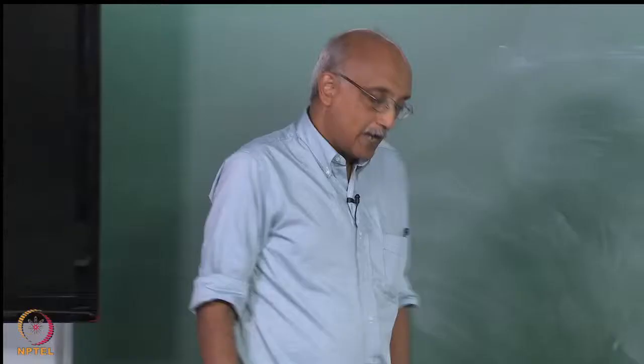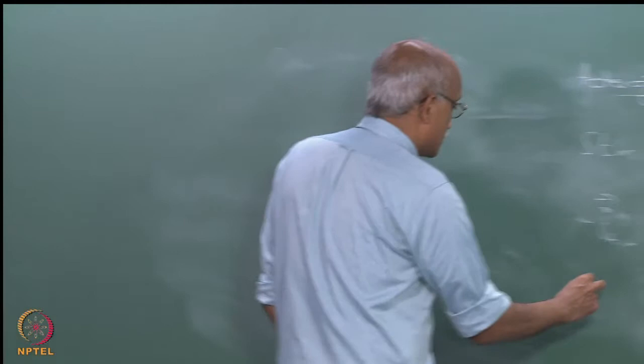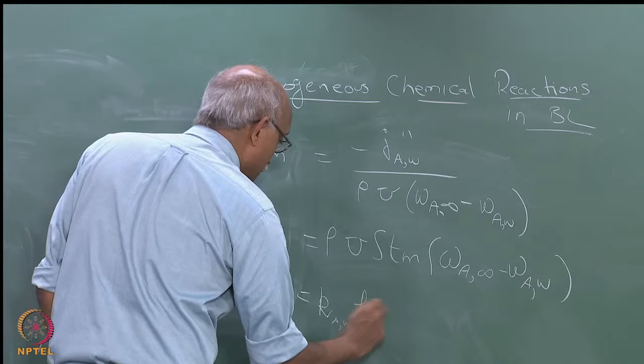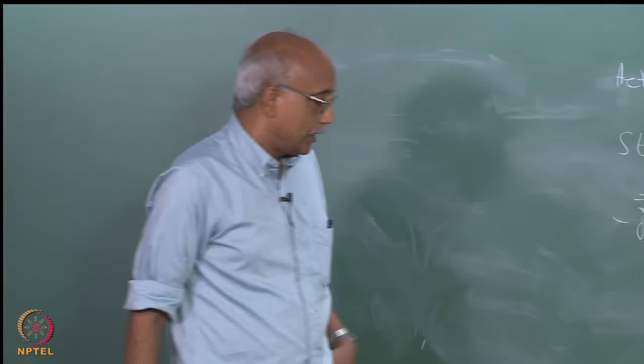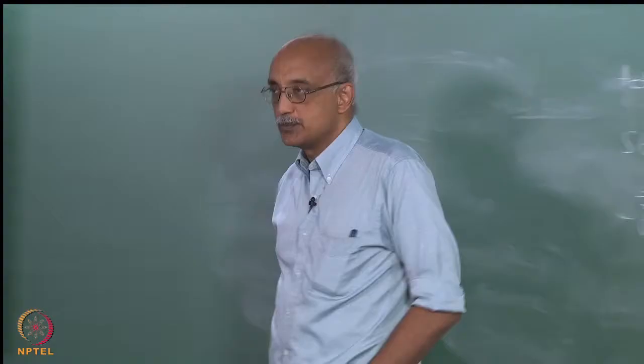Okay, now what happens when this material comes to the surface? It participates in a chemical reaction, and that is a surface reaction. So, you can write R_A double prime equals some K_AW times rho times omega_AW, where K_AW is a kinetic rate constant, which has units of velocity. Rho is the density of the gas, and omega_AW is the mass fraction of species A close to the substrate.